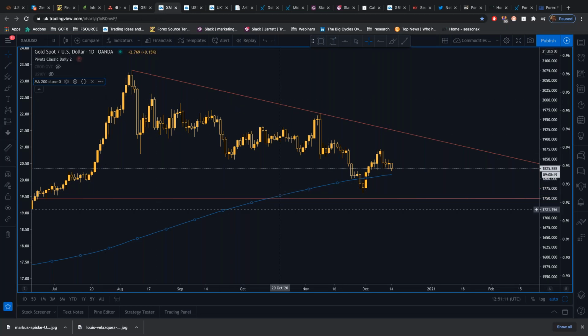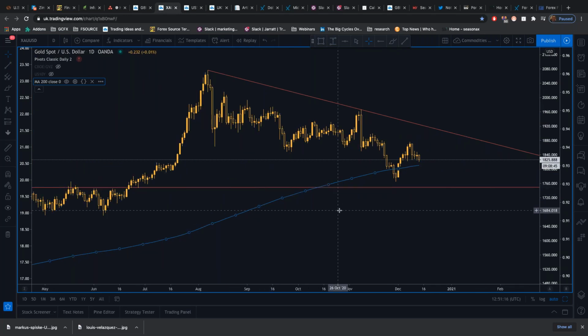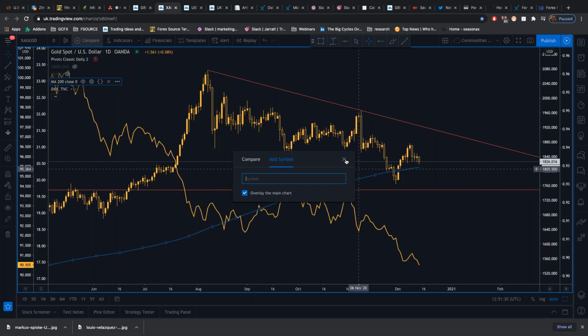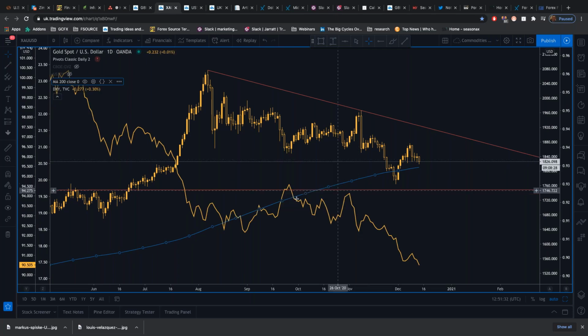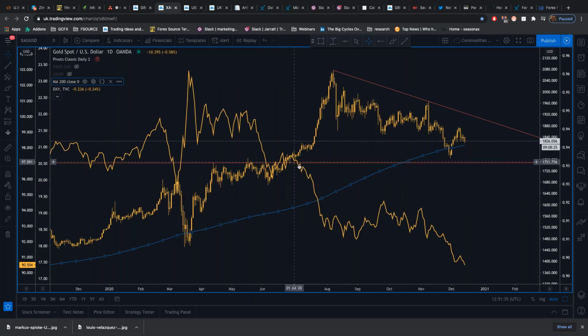Now, if you see gold and the US dollar, they tend to have an inverse relationship. So when the dollar weakens, that strengthens gold, okay? As the dollar strengthens, that weakens gold. Let's just have a little look if we can overlay the Dixie. So you can see here, as the dollar weakens, gold strengthens. As gold weakens, the dollar strengthens.